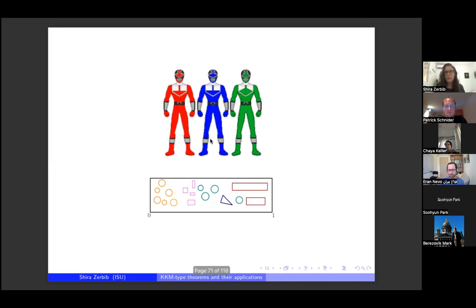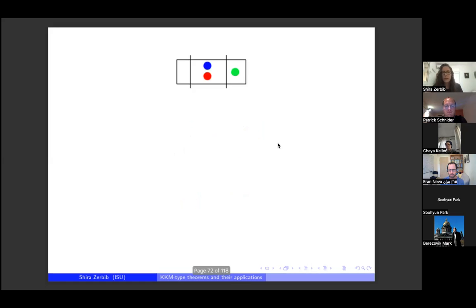And their preferences are subjective. So each one of them wants different things from this resource. And every time I want to divide this cake between them, every time I introduce some partition of the cake into n pieces, each one of the players can choose, or must choose, one or more pieces that he's happy with.